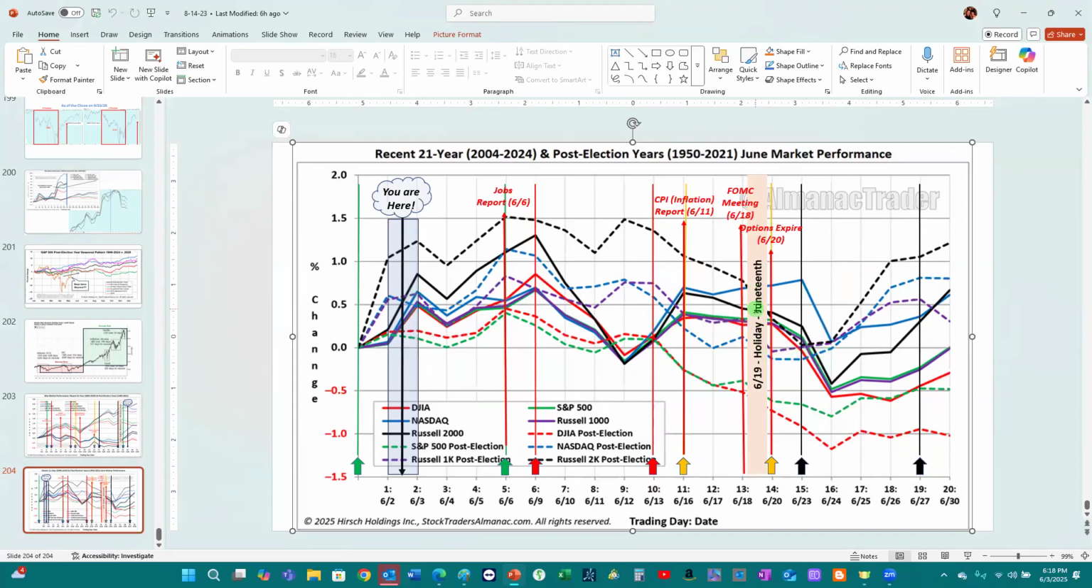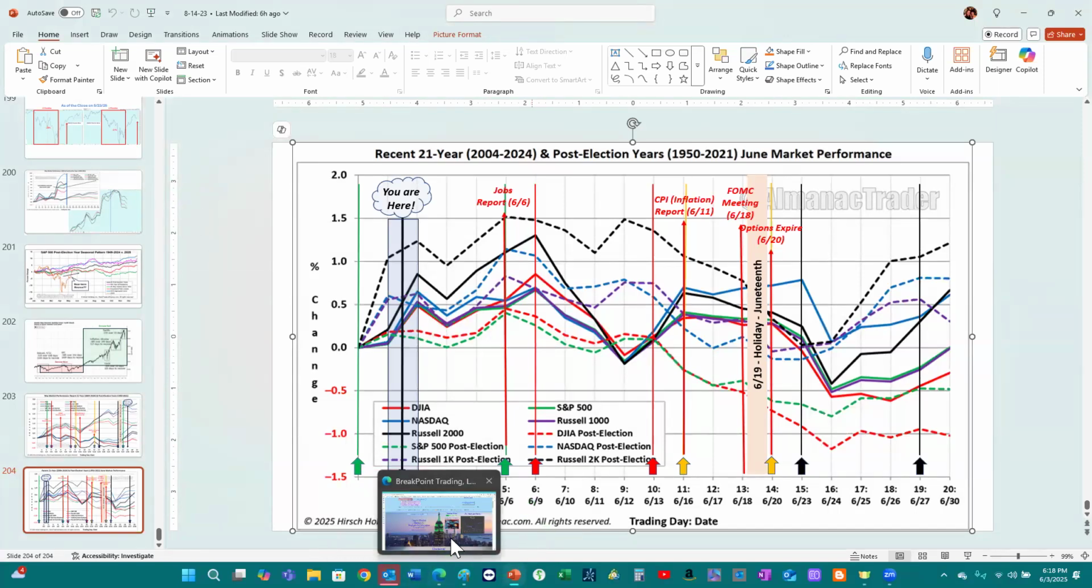We've got a holiday in between. We've got CPI. Jobs number is this Friday. Interestingly, it starts to sell off right after the jobs number. Then we have CPI, we've got the Fed meeting, and we've got options expiration all in the same week. And then the holiday right in the middle of it. And then it could continue to sell off. We'll hit the low of the month way down here before we get a 3-week rally. All right, so that's what the history looks like.